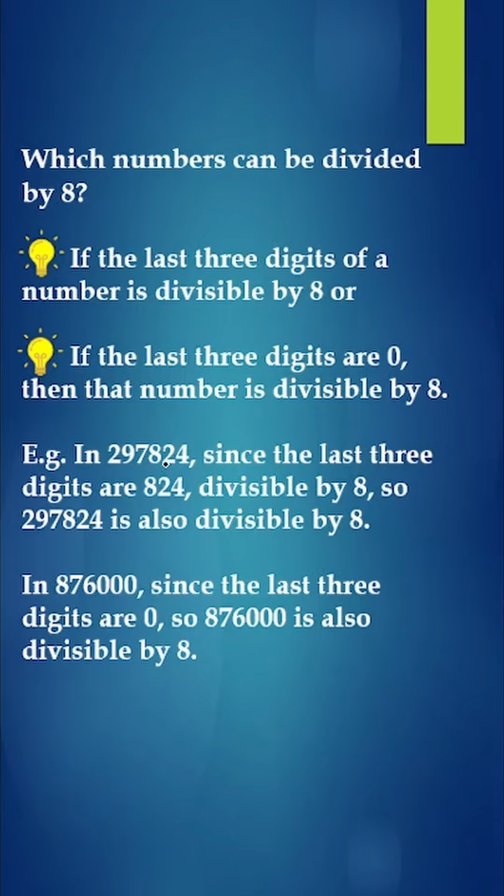So this big number, I don't see the whole number, I see the last three digits. The last three digits here are divisible by 8. Likewise, here the last three digits are zeros. So even this number is divisible by 8.